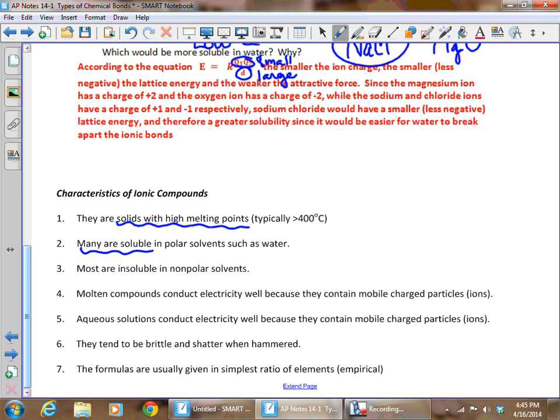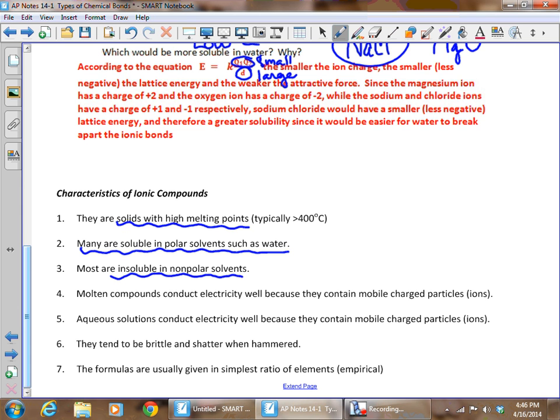Since they have those charges, they're soluble. They tend to be soluble in polar solvents, water being the most common polar solvent. So they tend to be soluble, at least slightly, in those polar solvents, but generally quite soluble. Most are insoluble in nonpolar solvents. Nonpolar solvents have no charges themselves to break apart those ions, so they tend to repel those solvents.